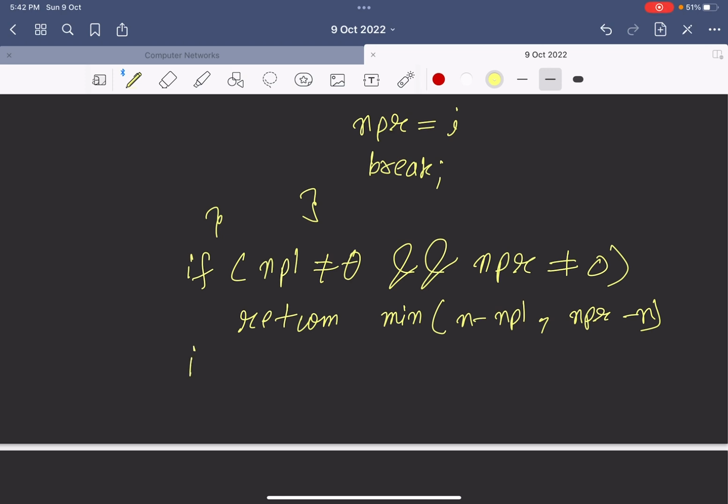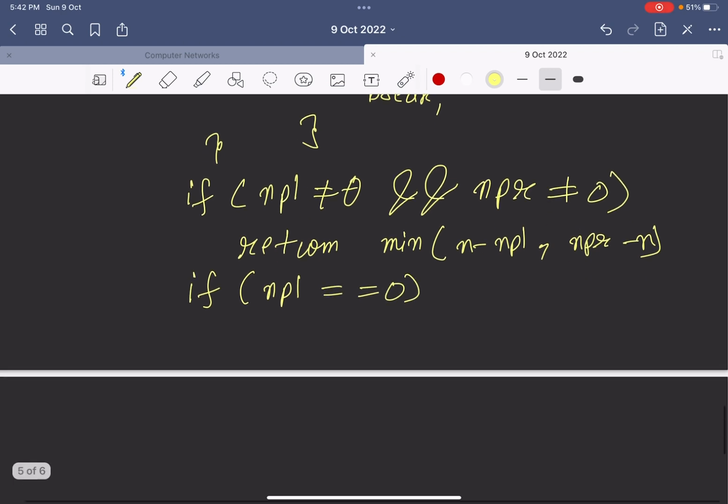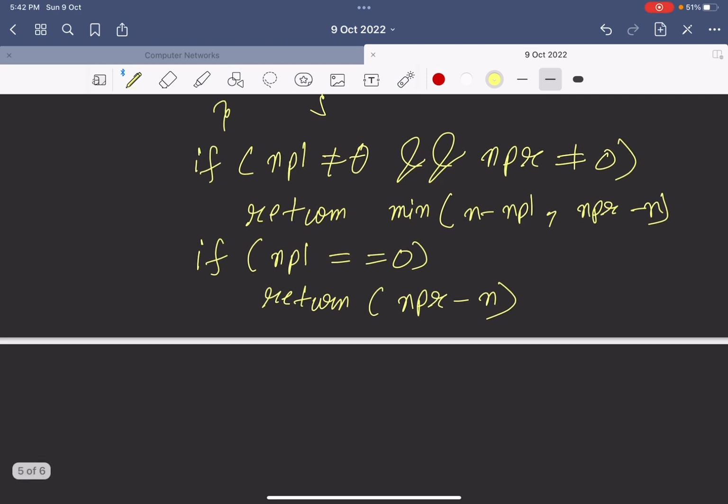But what if NPL is 0? What if NPL is 0? In that case, definitely there will be a prime in right side. In that case, I'll return NPR minus n only. And the last case is if there is no prime in right but there is a prime in left. So else I'll return n minus NPL. Cool.